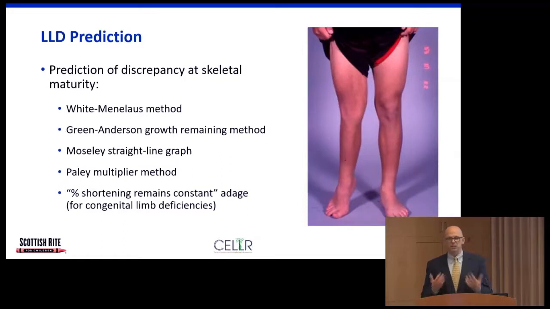So how do we predict what the limb length discrepancy is going to be now that we've identified it, now we've taken a picture of it? Next question is, so what? Well, that's the next question.